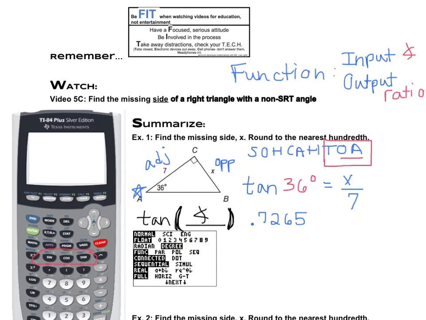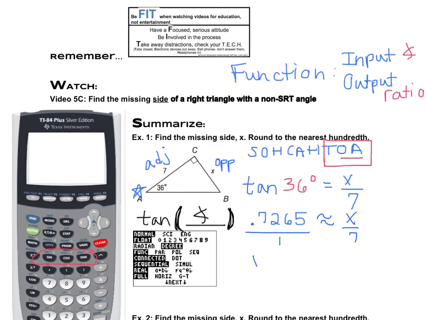Okay, the next thing is I'm going to have 0.7265, and because I've rounded this, I'm now going to change my symbol here to approximately equals, and we've still got x over 7. At this point, guys, you want to make sure that this decimal becomes a fraction, so that I can solve it as a proportion. And then at this point I'm going to go ahead and cross multiply.